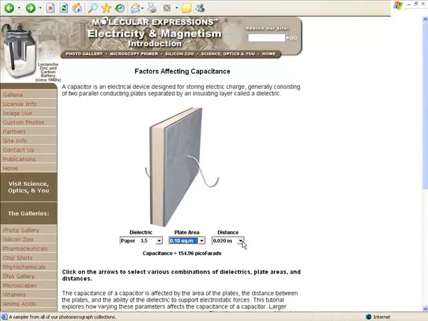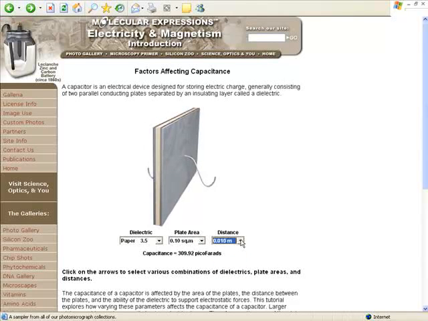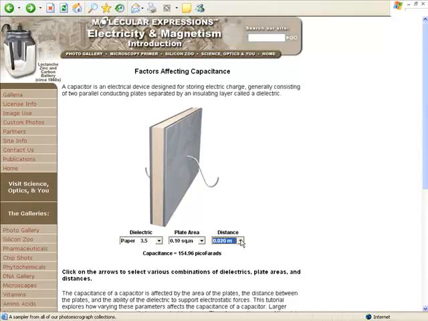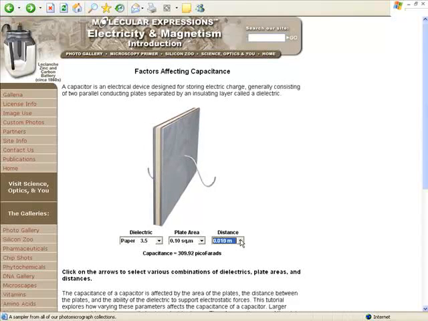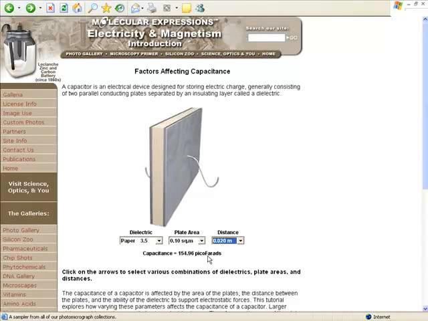And then finally, the distance. Now, this is the distance in between the plates. And if we go in and change that distance, we start out at 154 where the distance is very wide. And notice as I make it smaller that the capacitance goes up significantly. Notice at 0.001 meters, the capacitance has jumped all the way up to over 3,000. When we have it at 0.02 meters, notice it drops all the way down to 154.